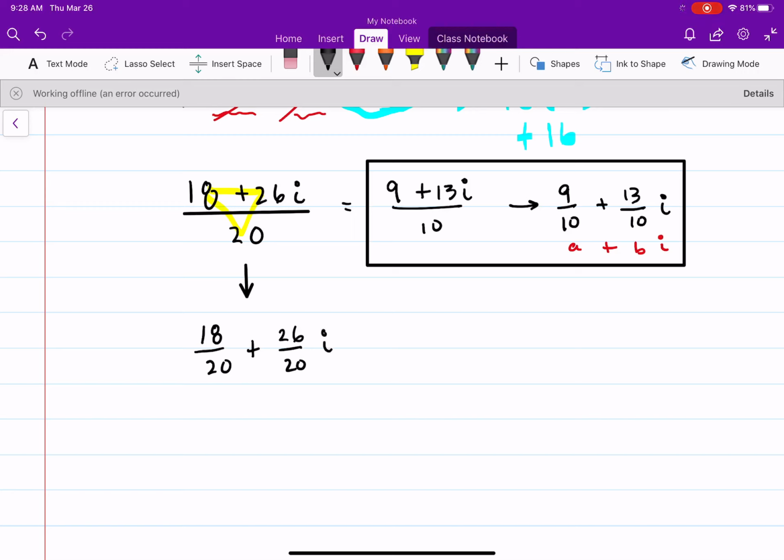Then you ask, what goes into 18 and 20? You say 2, so this is equal to 9 over 10, plus, and then what goes into 26 and 20? You say 2 as well, so this gives you 13 over 10 i. So you can do it that way as well. It's probably a way you might want to think about doing, because if it's going to ask for a plus bi form anyway, this might be an easier way to do it.